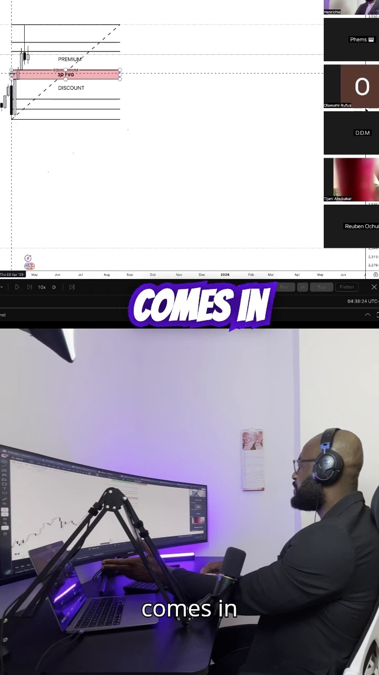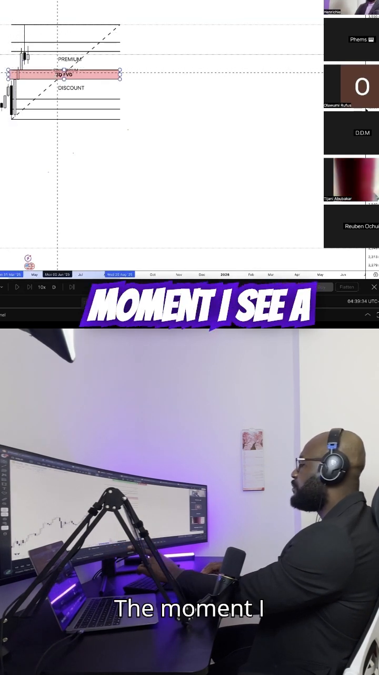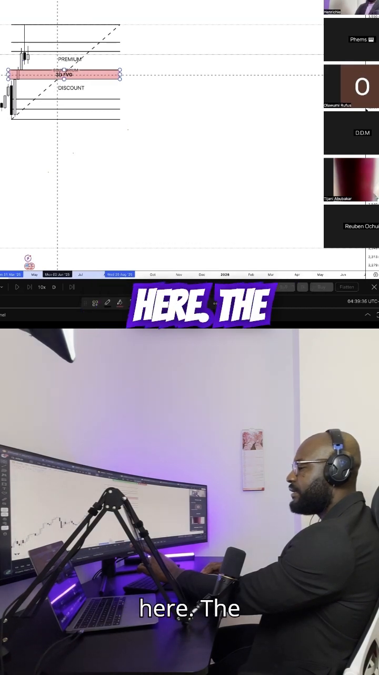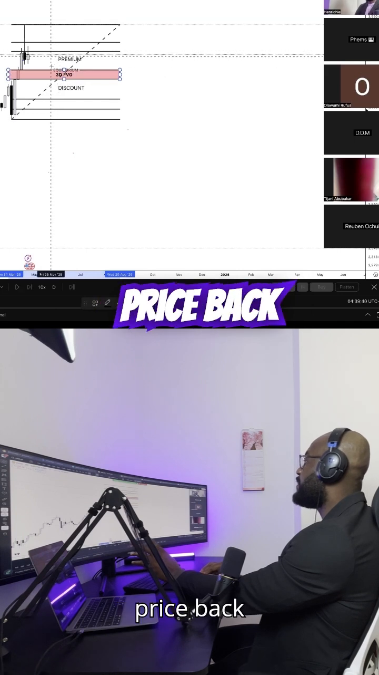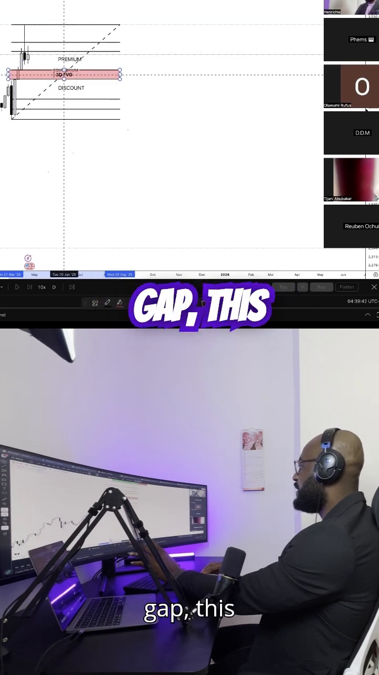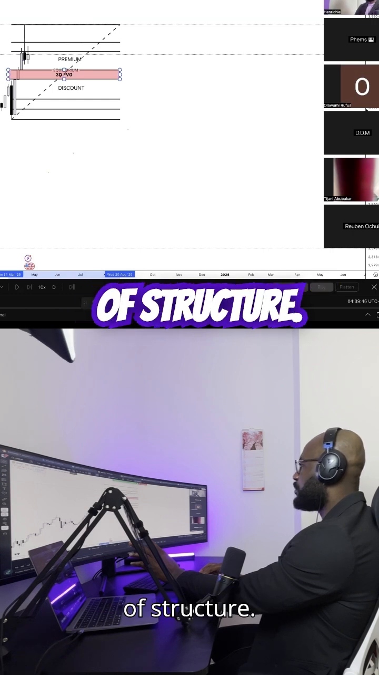The moment price comes in there, we start looking for our time frame break of structure. The moment I see a mitigation in here, or the moment I see price tap inside this fair value gap, this 3-day fair value gap, I will be waiting for a 1-hour break of structure. Once I see a 1-hour break of structure, I'll be looking for a buy.